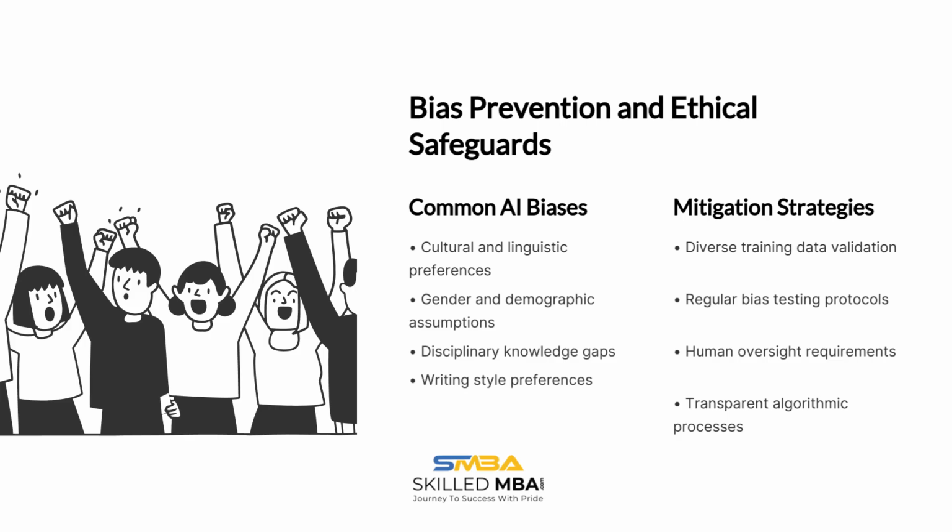AI systems often exhibit biases, such as cultural, gender, and disciplinary biases. To mitigate these, employ diverse training data, conduct regular bias testing, and ensure human oversight. Transparent algorithmic processes are crucial for ethical AI deployment, ensuring fair and unbiased outcomes.